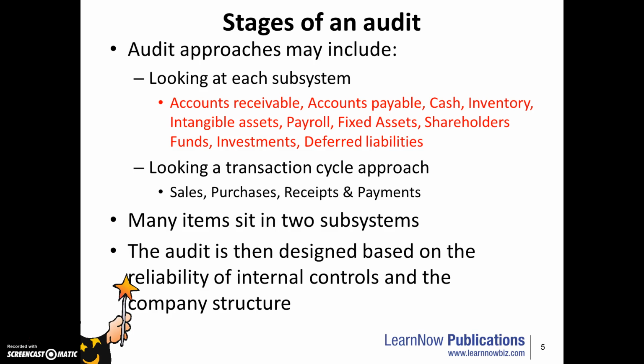Audit approach may include looking at each subsystem, looking at accounts receivable, accounts payable, cash and inventories, payroll, intangibles, fixed asset, shareholders' funds, investments or deferred liabilities. Alternatively, a transaction cycle approach, where we look specifically at sales, purchases, receipts and payments. Many items will sit within the two subsystems. It is from this the audit is designed once we are aware of the reliability of internal controls and the company structure.